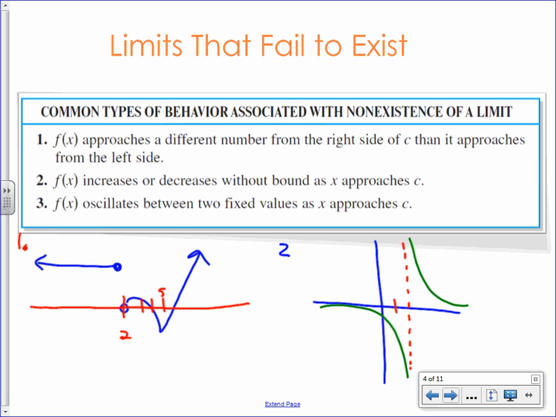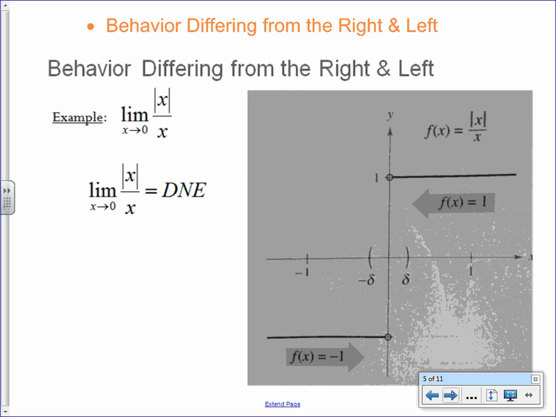All right, so let's look at some of these cases. Okay, this is a graph you need to know. You may remember this graph from last year.